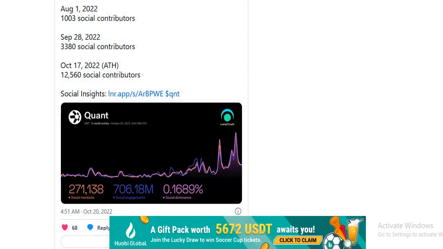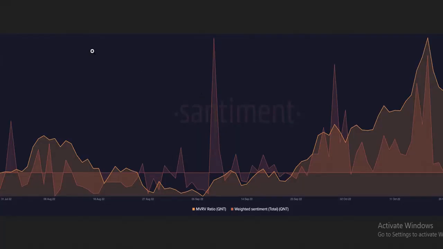Now let's go to the on-chain data to see what is happening with Quant. One of the things we'll be looking at is the MVRV ratio of Quant, and then the weighted sentiment: what are people thinking about Quant? The weighted sentiment is measured in red, and the MVRV value is measured daily. As you can see, the MVRV ratio has been increasing for the price of Quant, which makes it very bullish.